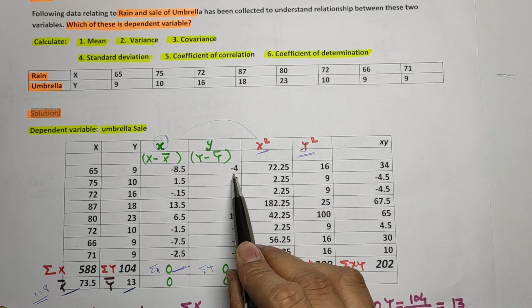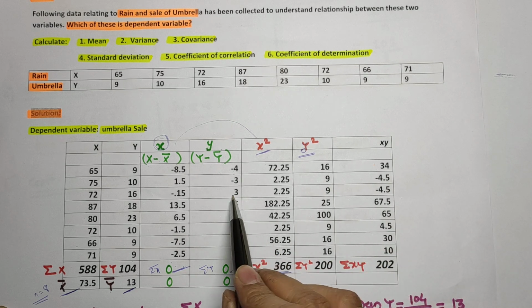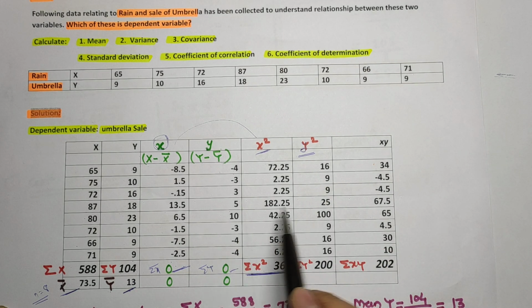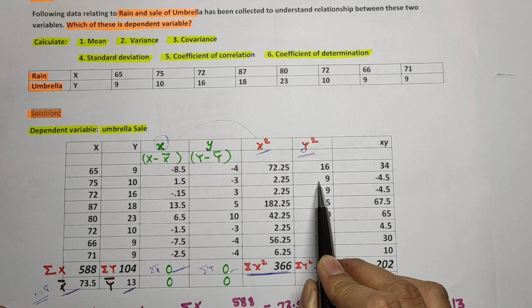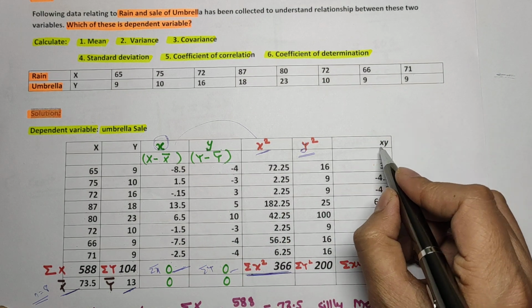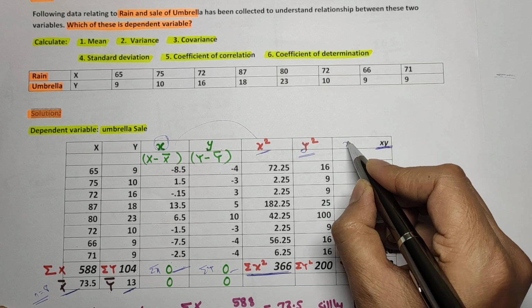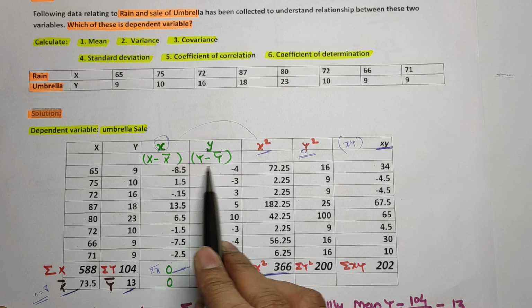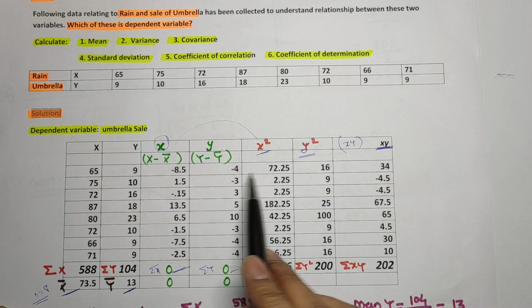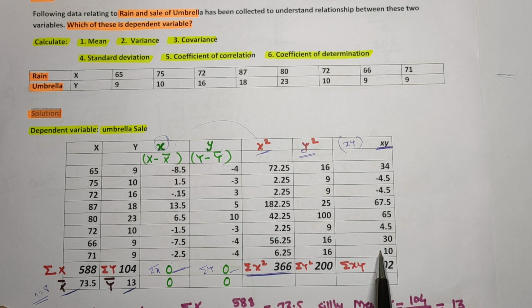So the square of this, minus 4 is 16, 3s are 9, 3s are 9, 5s are 25. In this fashion, calculate the square of small y. Next, calculate the xy, that is the small x into small y. Here x, here y, so this into this, this into this. In this fashion you have to calculate.